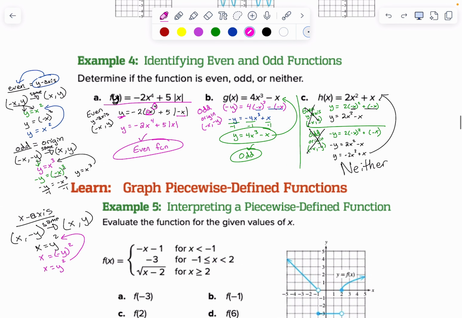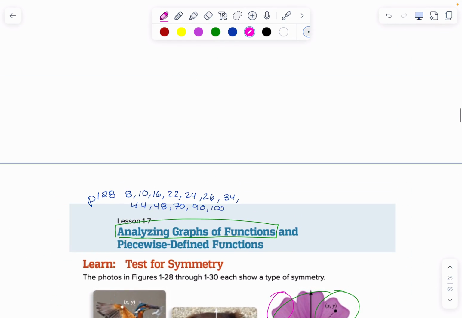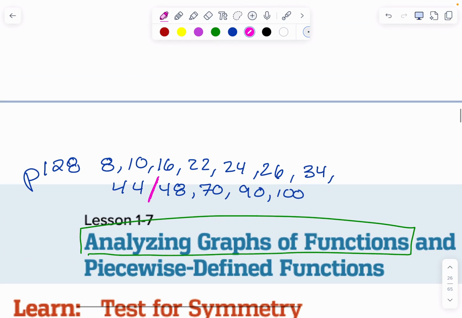All right, let's stop there. You should be able to do everything but piecewise, which is up through 44. You can do those all the way up through those.